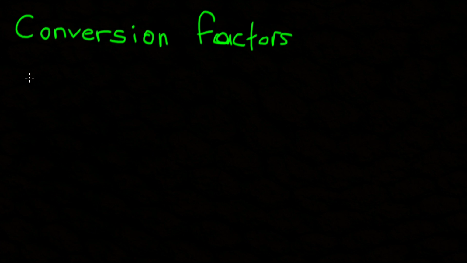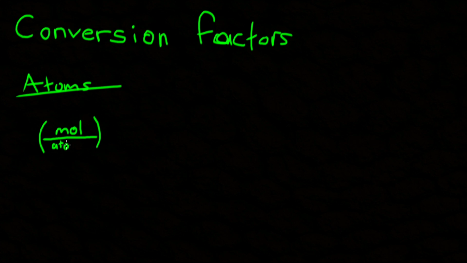So there are certain conversion factors you need to know in stoichiometry. So for atoms, there are two conversion factors. Now this will help you either get the amount of moles in one particle or the amount of particles in one mole. So let's start off with atoms. So you're going to have 1 mole over the amount of atoms, or you're going to have the amount of atoms over 1 mole.